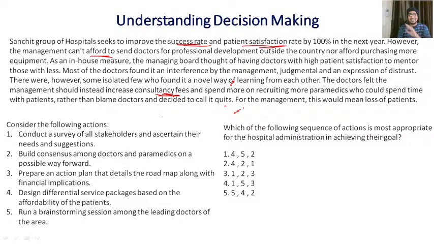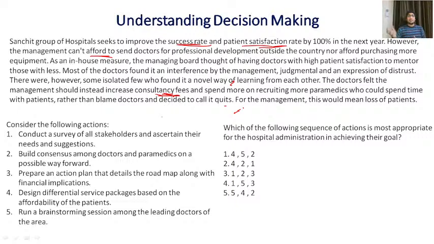Option number 1, conduct a survey of all the stakeholders and ascertain their needs and suggestions. All the stakeholders, you just share some anonymous form with everyone so that everyone puts down their suggestion. Then second point looks decent to me. Second point is build consensus among the doctors and paramedics on a possible way forward. So you talk to these doctors, try to discuss with them, involve them at some stage, ask what it is that we can do, discuss problems with them, and then build a consensus before taking any decision.